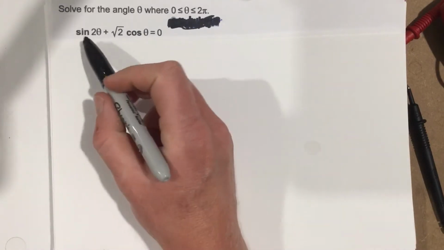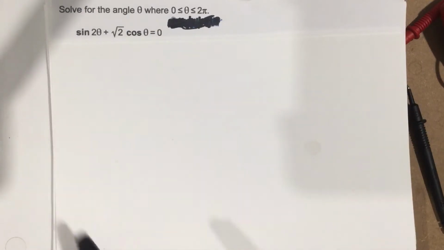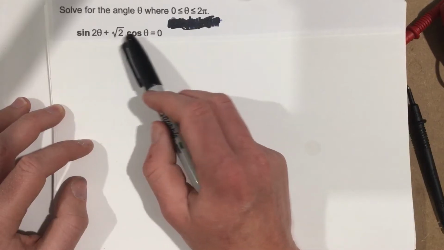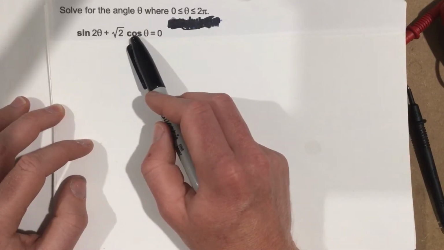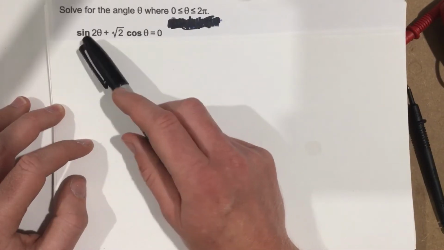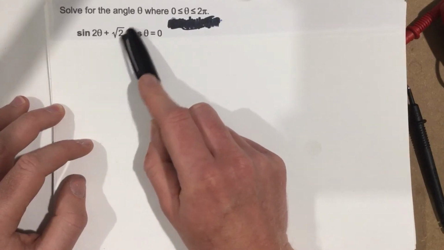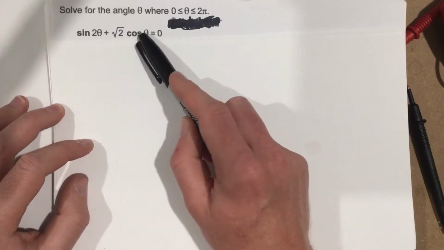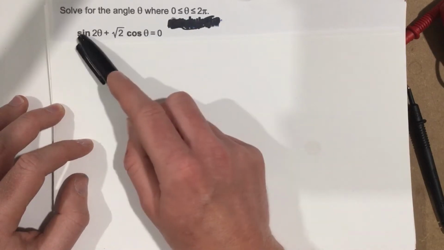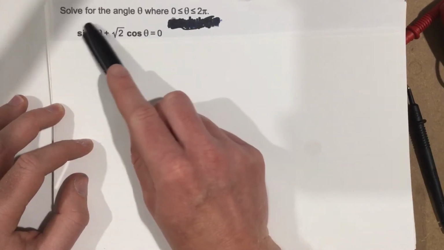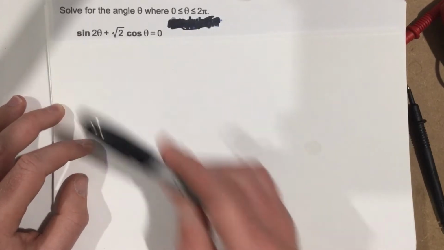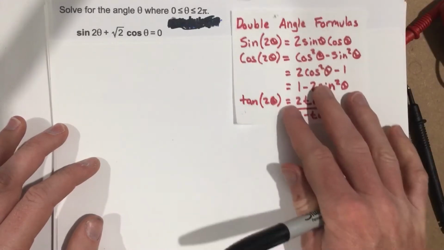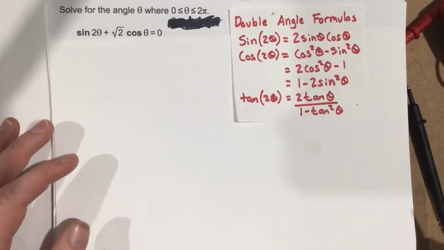And because we have two different trig functions, in order to solve this, we're going to need to make one of these functions into the other. So we either need to make sine into cosine, or cosine into sine, one of the two. But you'll notice that cosine just has theta with it and sine has 2 theta. Because sine has 2 theta there, that's a double angle formula. So that lets me know that I could probably start out using a double angle formula.